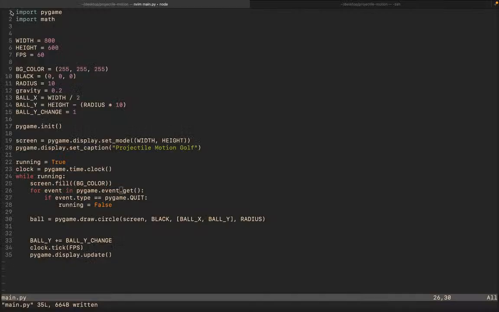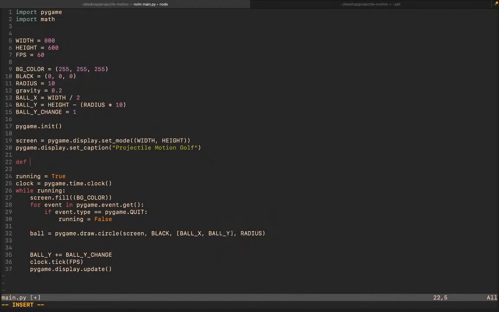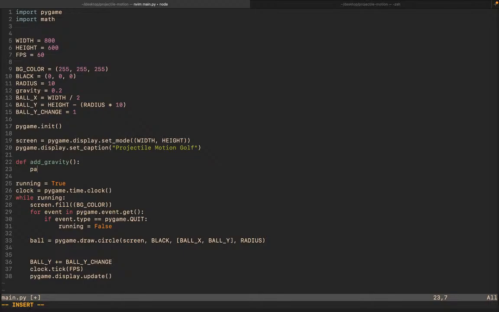Alright, we know that. Now for this, I'm going to make a function, because I think we're going to be a bit more effective if I use a function for this, and I think you shall see why. So add gravity, and effectively I'm going to take in two parameters. I'm going to take ball y change, that's effectively velocity in the y direction, and then I'm going to take the gravity. And really I'm just going to do ball y change plus equals gravity.